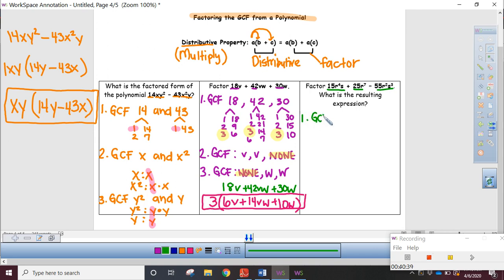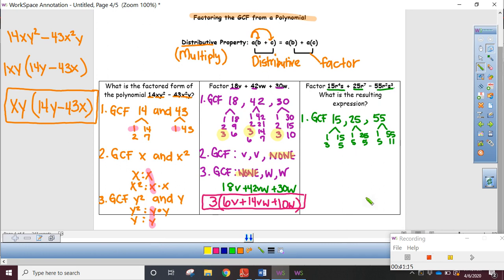The first step is finding our greatest common factor of 15, 25, and 55. And so again, you can list your factors. Of 15, we have 1 and 15, and we have 3 and 5. For 25, we have 1 and 25, and we have 5 and 5, and I think those are my only factors there. And then of 55, we have 1 and 55, and then we have 5 and 11. And those are my factors of 55, 25, and 15. And so what we want to do is find what do these numbers have in common? What is the greatest common factor of these 3 numbers?